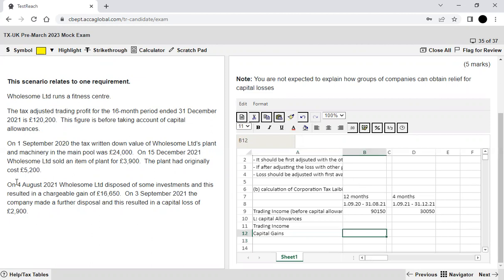Now, if you look, 4th August 21, gain, and 3rd September 21, loss. So the gain would be recorded in a 12-month period, whereas the loss, we do not record the loss. So I'm recording 0 instead of it, right?